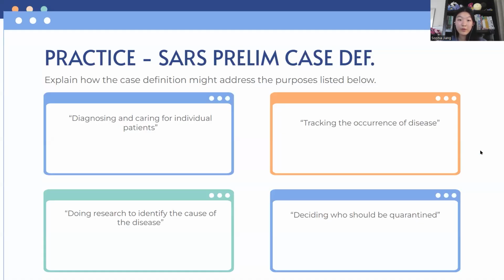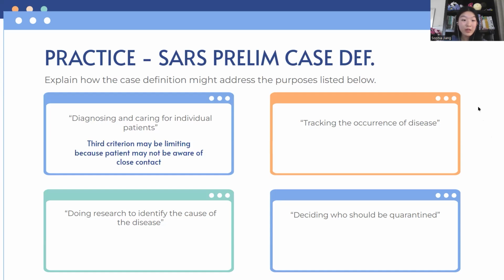So now that I've given you that, let's do a little bit of practice. Explain how the case definition might address the purposes listed below. And remember that it is a preliminary case definition, so you do want to evaluate the effectiveness of how it accomplishes each of the purposes. So let's go through these together. So first, diagnosing and caring for individual patients. You can go back to the case definition in order to think about the question and answer it.